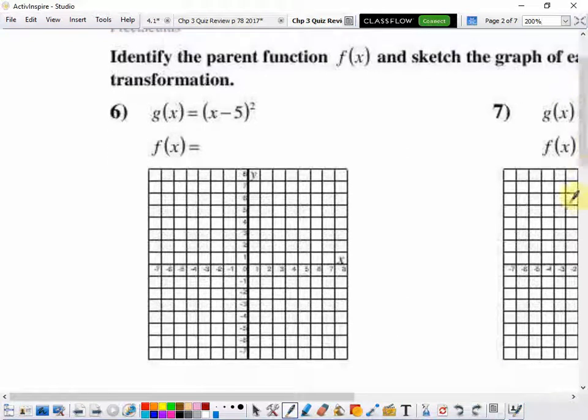Identify the parent function. This is a square function, so the parent function is f of x equals x squared. 0 squared, 1 and -1 squared, 2 and -2 squared, 3 and -3 squared are part of this parent function. I'm going to dot that in because it's not actually part of my answer. My answer will be first, the identification of the parent function, and second, the graph of the transformation.